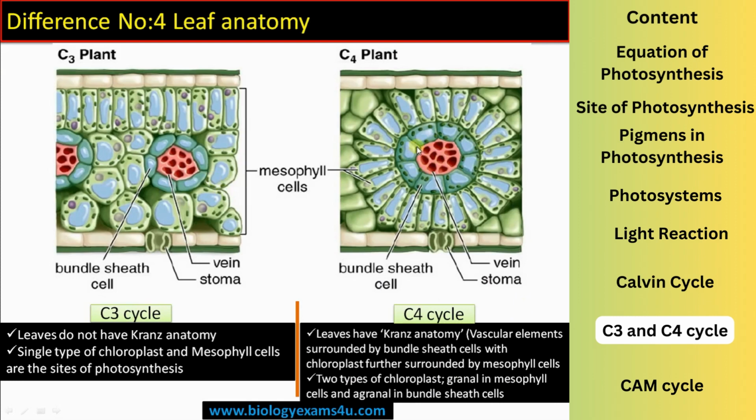Vasculature that is surrounded by bundle sheath cells with chloroplast, that is further surrounded by mesophyll cells in direct contact with the bundle sheath cells without much space. This anatomy is called Kranz anatomy, a bouquet-like arrangement.